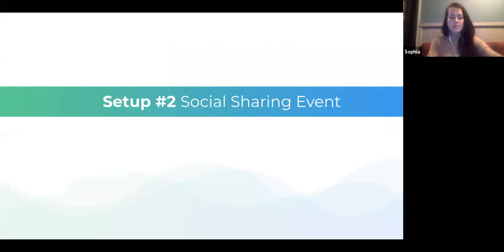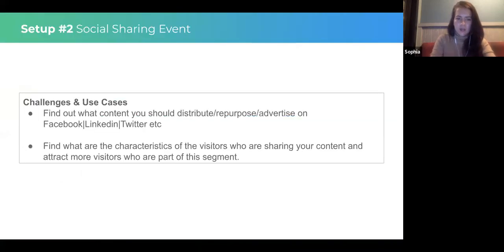The next event or GTM engagement setup that we want to look at is the social sharing event. Let's say that we want to find out what content we should distribute, repurpose, or advertise on specific social media channels. And we also want to find out the characteristics of the visitors who are sharing the content: the channels they are coming from, how they are behaving on the website, and so on. So we can know what kind of visitors we have to attract in the near future, so they share more of our content.